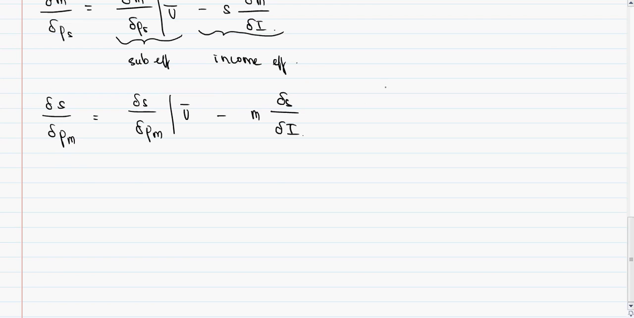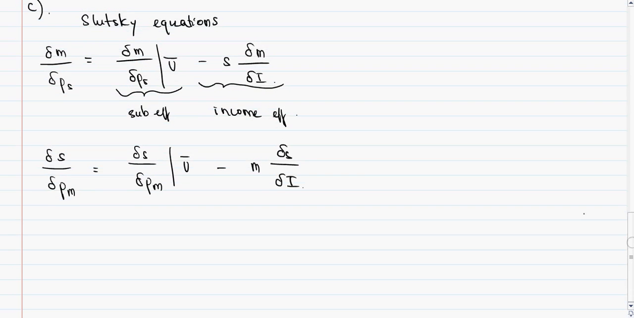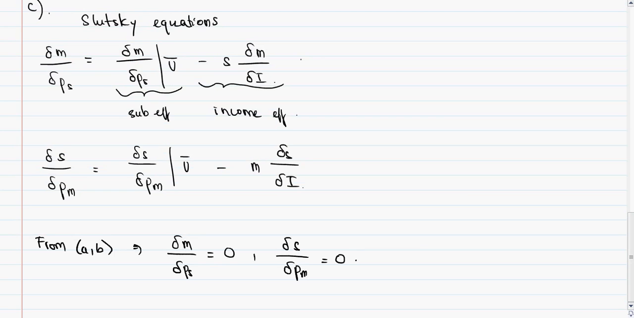Okay, so from parts A and B, we already obtained that the change in M on the change of PS is equal to 0, and the change in S on the change of PM is equal to 0 as well. So that basically means this equation is equal to 0 and this equation is equal to 0.